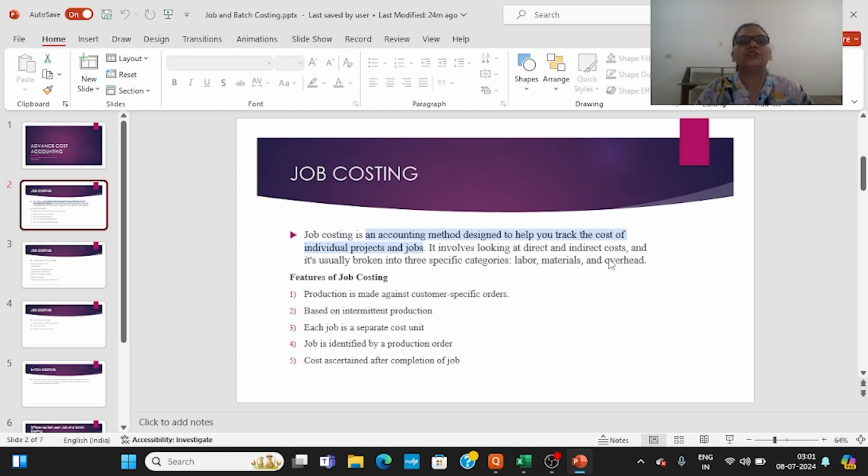Job costing. Job costing is an accounting method designed to help you track the cost of individual projects and jobs. It involves looking at direct and indirect costs, and it is usually broken into three specific categories: labor, material, and overheads. Job costing is a method of costing used to determine the cost of non-standard jobs carried out according to customers' specification. In this method, cost units are separately identified and are costed individually.